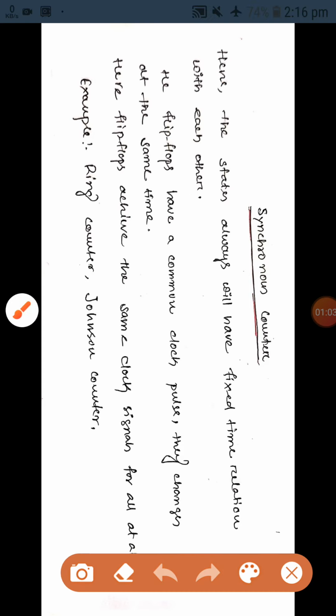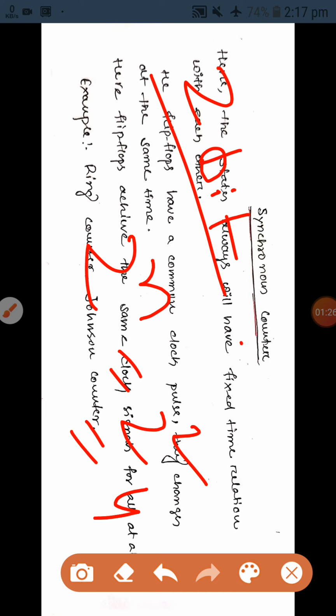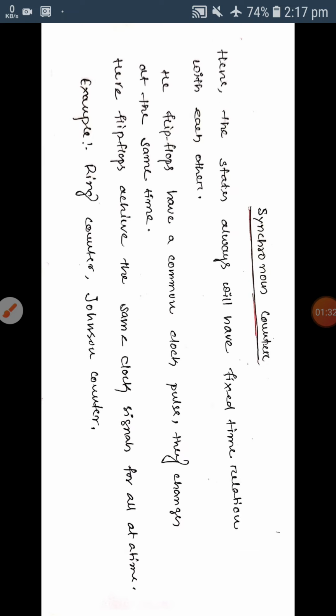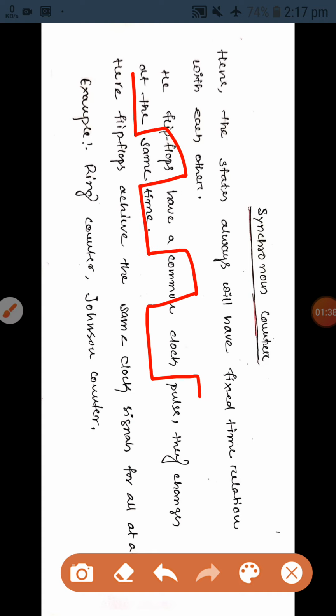So what is a state? In the previous class also we have seen that state means how many times it is behaving with respect to different time segments. Suppose I have a 2-bit counter. Then what will be the number of states? The formula is 2 to the power n, that is 2 to the power 2, that is 4. So for a 2-bit counter the number of states is 4. I am drawing these 4 states: 1, 2, 3 and 4.